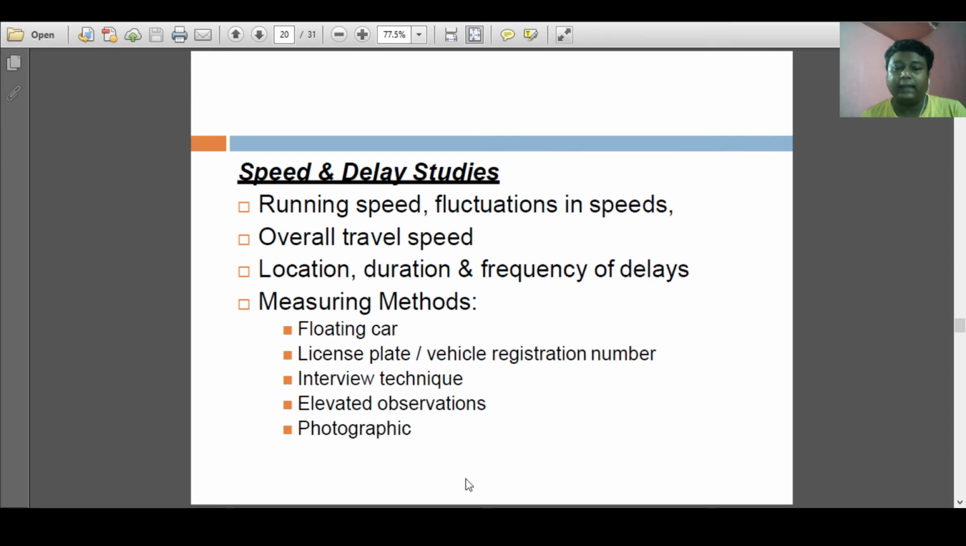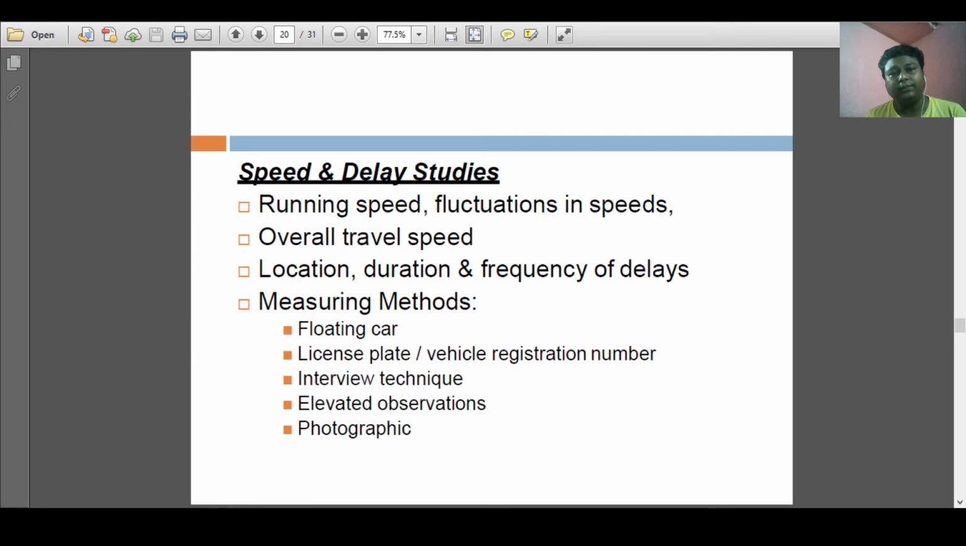Next is speed and delay study. So what is delay? Delay occurs when the vehicles do not move at the desired speed. Suppose the speed of the vehicle should be 50 kilometers per hour, but at some point of the day the vehicles are not moving at 50 kilometers per hour. That means there will be some delay, because the road is designed for that particular speed. If the speed is less than our considered value, then there will definitely be some delay.